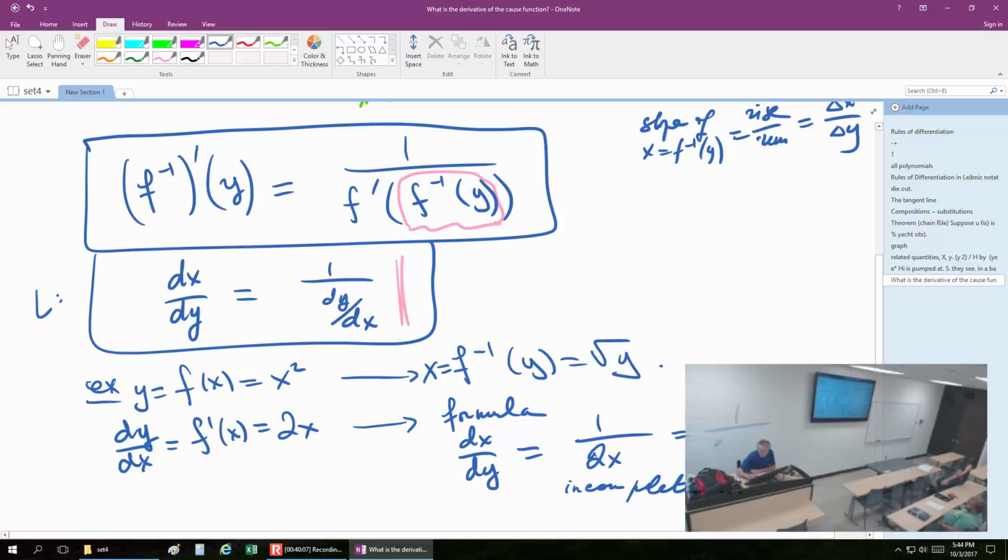The square root of y? Square root of y, yes. That's what x is, right? Look at it: x is equal to square root of y. That's our inverse function. So I just plug it in, and there we go. Indeed, that's the correct answer.